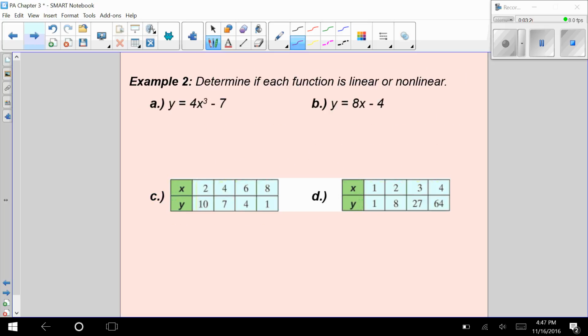So let's determine if they are linear or nonlinear. A: y equals 4x cubed minus 7. Well, this cubed is an exponent other than 1, so it is nonlinear. For B, 8x minus 4. There's no exponent other than 1. If there's no exponent, it's 1. So that is linear.